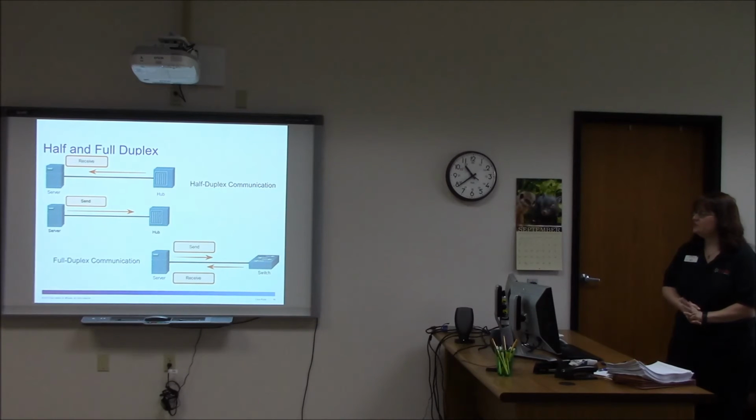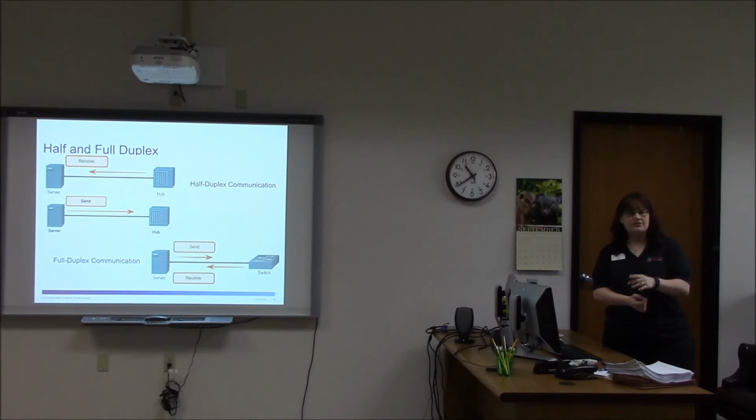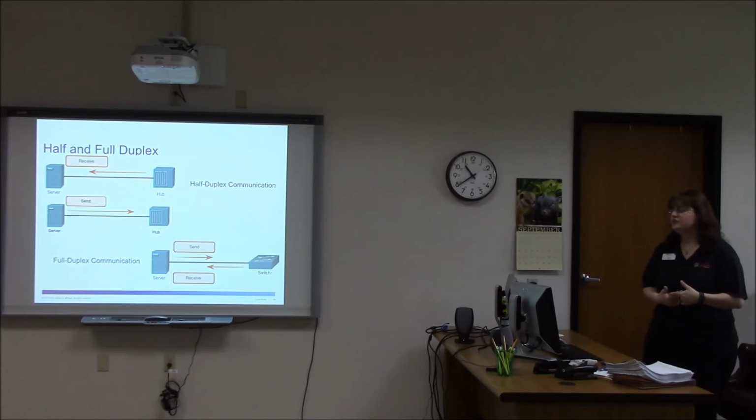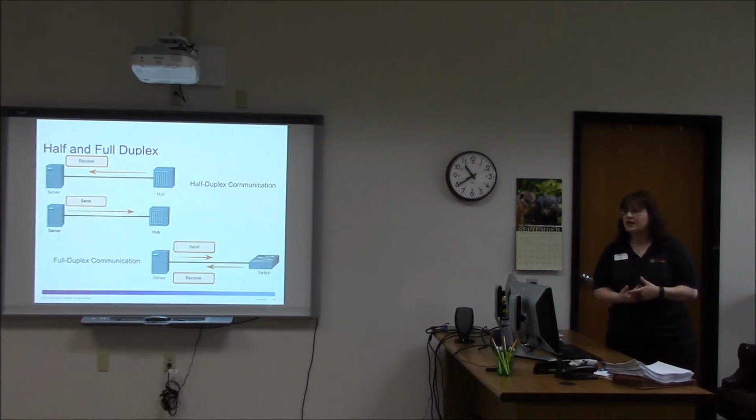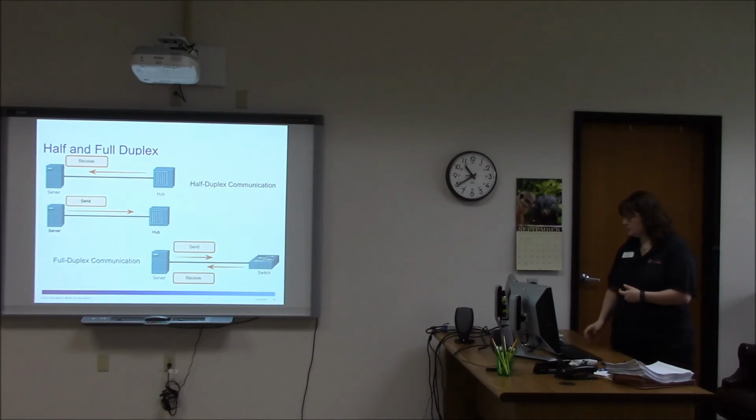Something that comes up in this chapter is half and full duplex communications. With a half duplex, you can send, you can receive, but you can't do both at the same time. It's like using a walkie-talkie. You can talk or you can listen, but you can't do both because that's just not what a walkie-talkie does. A full duplex connection means you can send and you can receive at the same time. So our modern switches are like that. We can send and receive data at the same time.